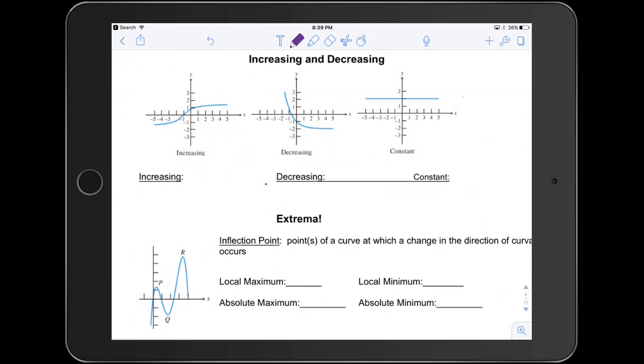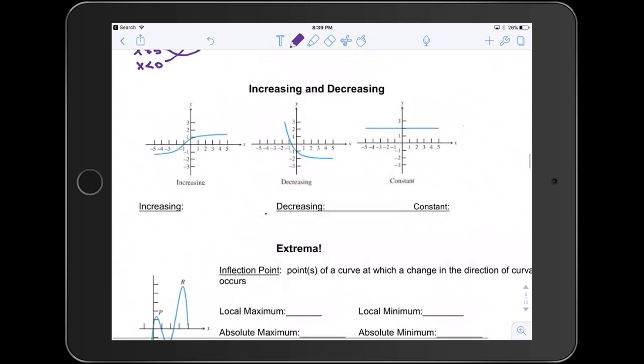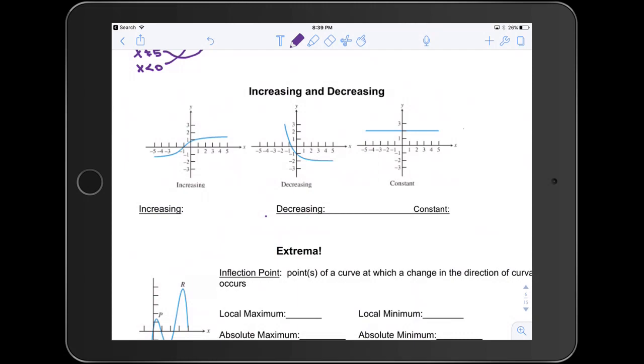So we're going to talk about increasing and decreasing here super fast. Actually, you know what? I'm sorry, it sounds kind of weird, but I'm going to stop here and we're going to do part B with the extrema, because increasing, decreasing, extrema all go together.